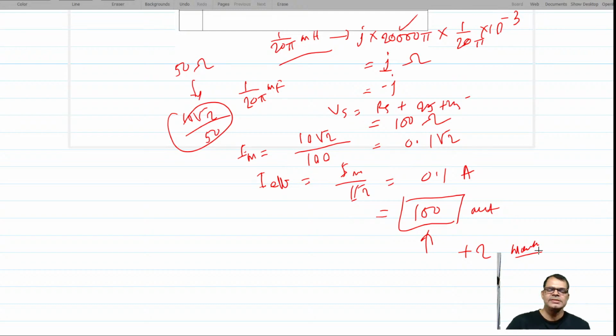Okay, with this we end the AC analysis class. Now it is on your part that you should do a lot of previous PYQs coming from AC analysis. Some questions are directly from the AC analysis. We have learned some questions from the AC analysis with some application of Norton theorem, Thevenin theorem, maximum power transfer theorem. That will be looked after in the next class. We will be discussing the network theorems.